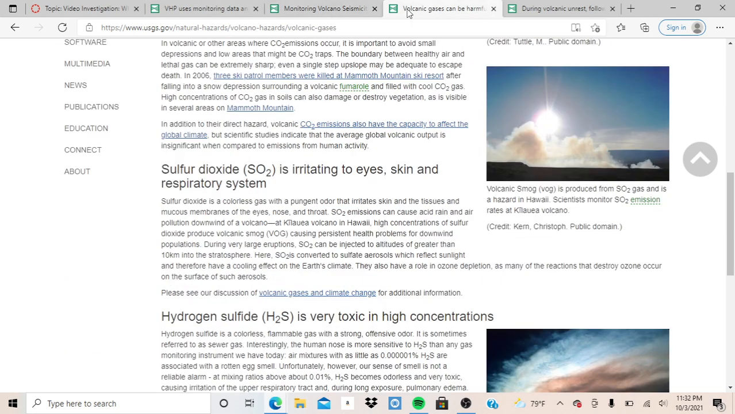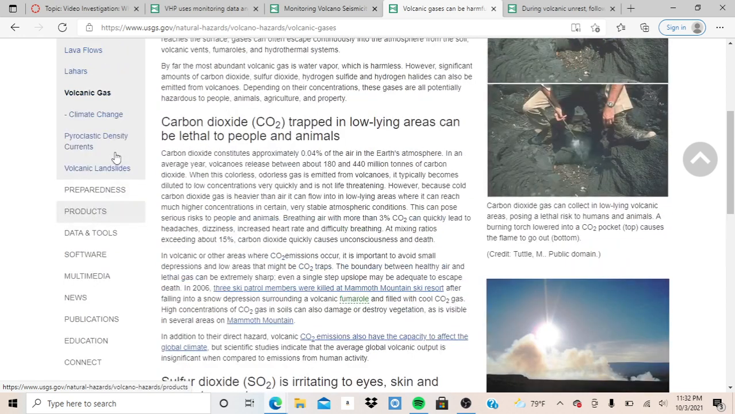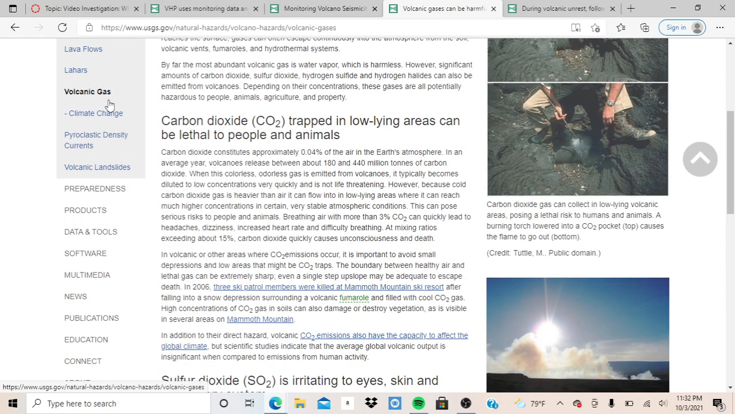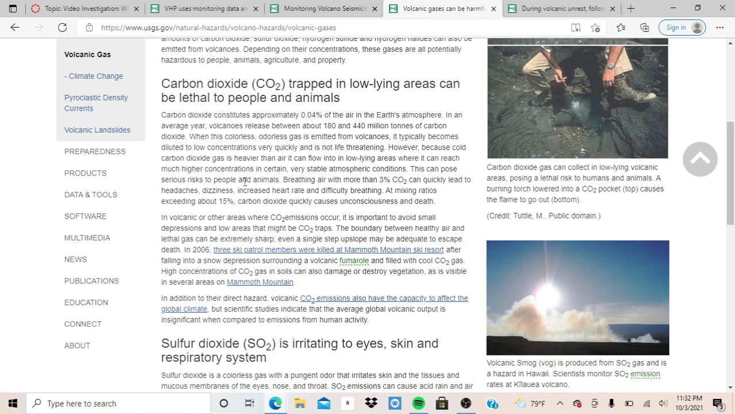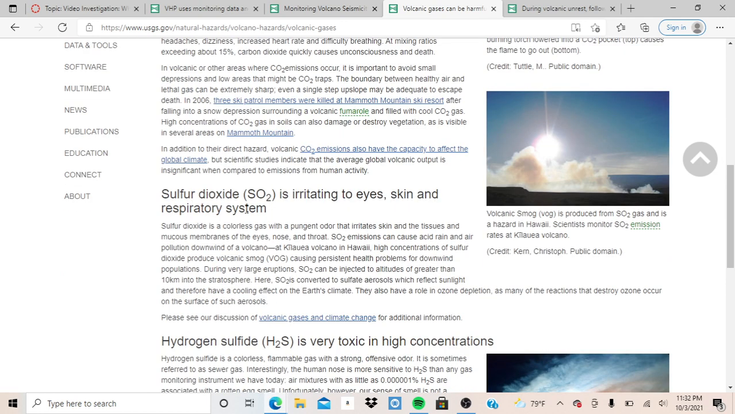In the hazard tab, I chose to look at volcanic gas. And the volcanic gas that I chose to talk about is sulfur dioxide. So, sulfur dioxide is more of an irritant than a very toxic gas.